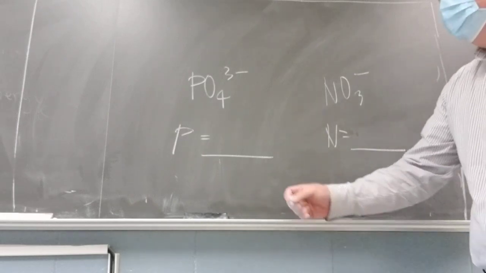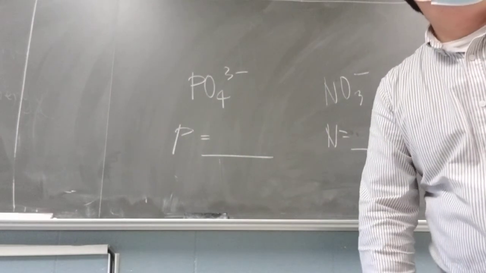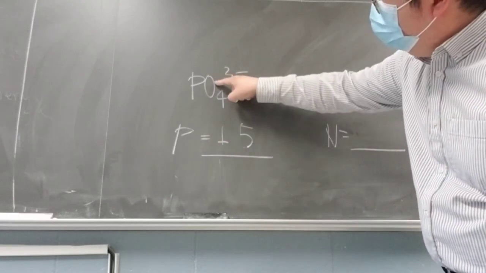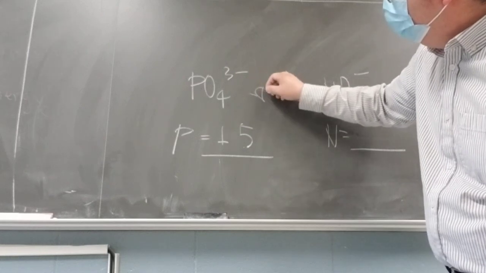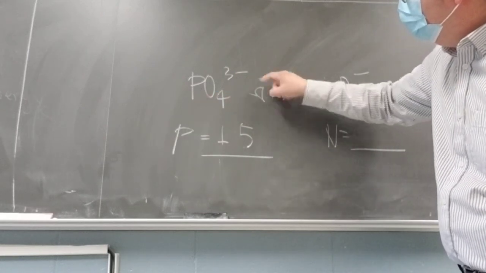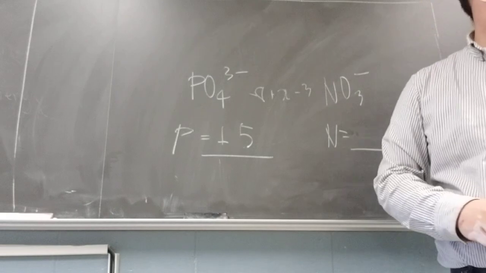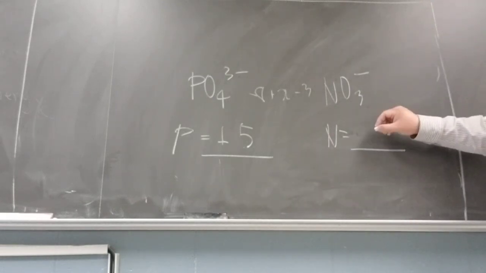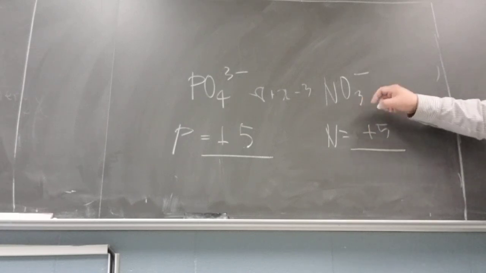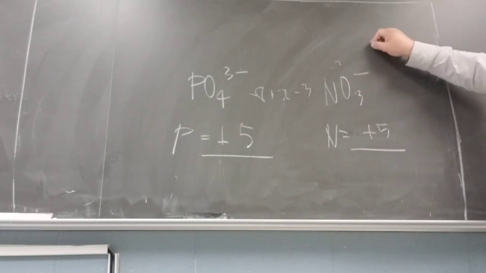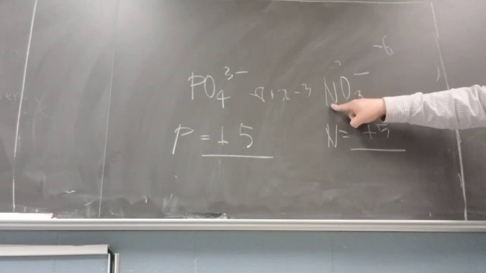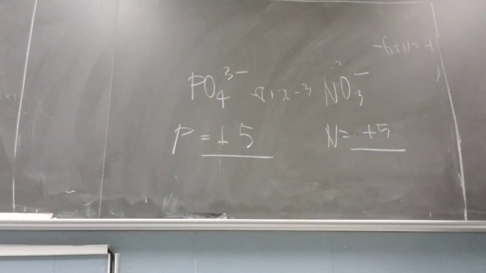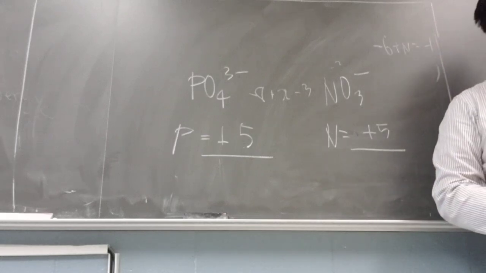Okay, so how about this one? What number? +5. Perfect. All right, great. See, this is -2. There's a 4, so it's -8. But the overall charge has to be -3, so it has to be 5. How about this one? It's also 5. Perfect. Because you have a -2 but 3, so it's -6 now. But with that addition, the oxidation number of nitrogen has to be -1. So it's a 5. You get it, right? Okay.